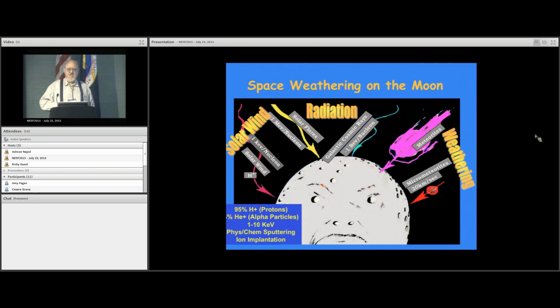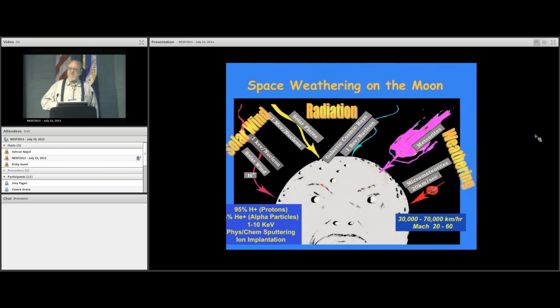They're coming in and hitting the moon at various angles, depending upon the effects of the magnetosphere of the Earth. But they're doing all sorts of things, implantation. Maybe this is what's creating the OH that we're seeing in the spectra from M-Cube and various missions now.